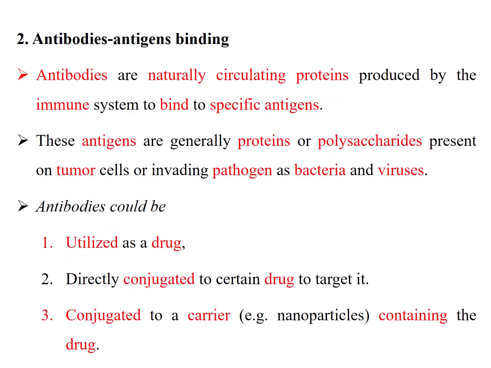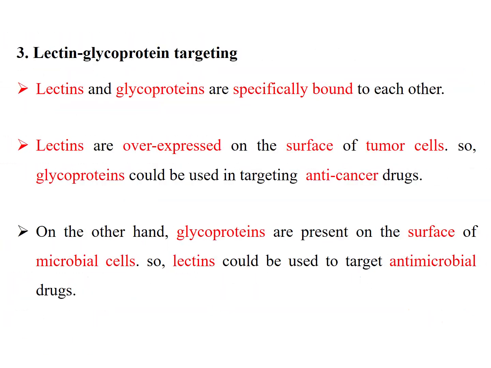Antibodies, produced by the immune system, bind to specific antigens on tumor or microbial cells. They can be used as drugs, conjugated directly to drugs for targeting, or attached to carriers containing the drug. Lectins and glycoproteins bind specifically to each other. Lectins are overexpressed on tumor cells, so glycoproteins can be used to target anti-cancer drugs. Glycoproteins on microbial cells can be targeted by lectins for antimicrobial drug delivery.